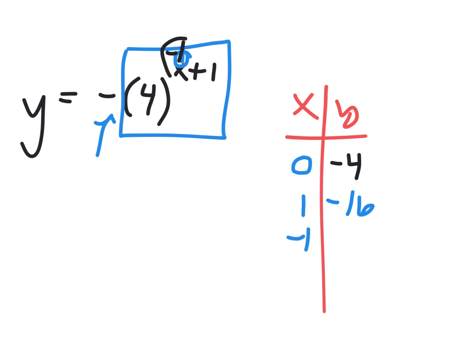-1 goes in. You get to the 0 power. Cool. Anything to the 0 is 1. But the negative gets applied later. -1. If you thought that was 1, check yourself. You've got to do the negative last when it's like this.